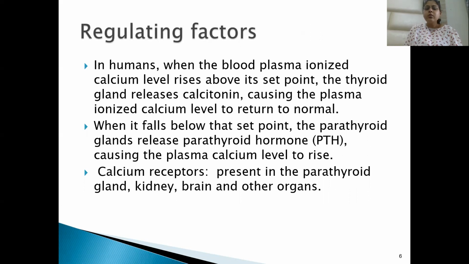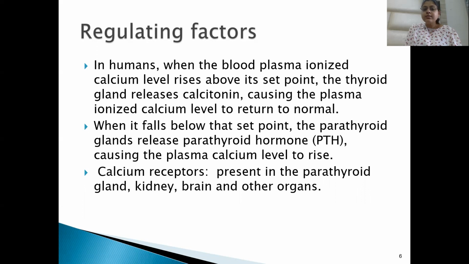Regulating factors. When the blood plasma ionized calcium levels increase in the body, the thyroid gland releases calcitonin, and calcitonin is responsible for shifting the calcium from blood to the bone. So the serum calcium level decreases, and it returns to normal. Calcitonin can be used in the treatment of osteoporosis when the bone calcium level is reduced.